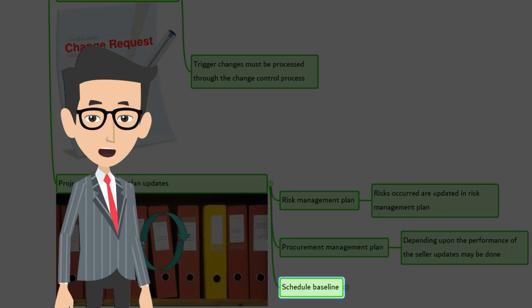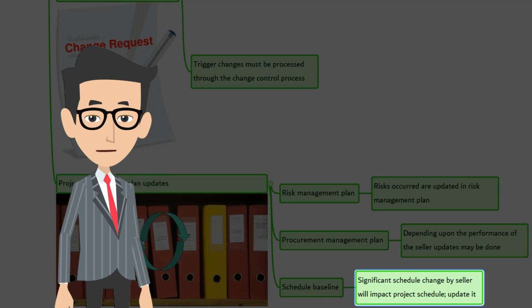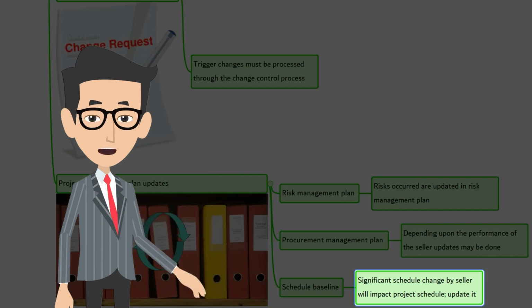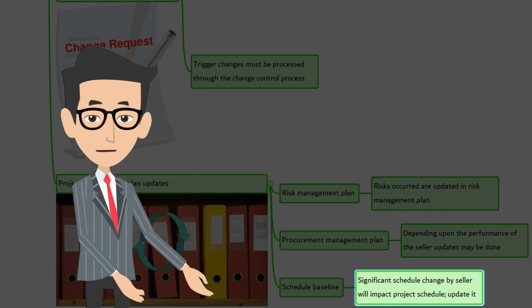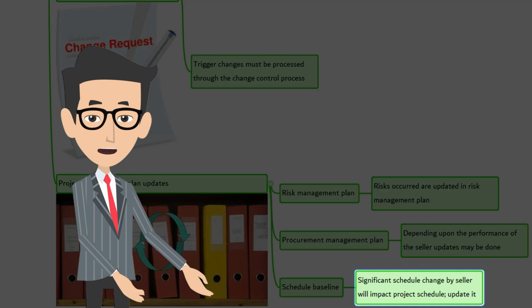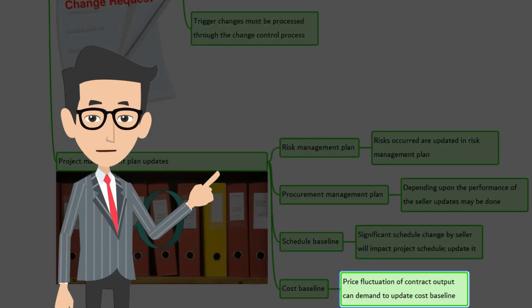Schedule baseline. If there is a significant schedule change created by the seller that impacts overall project schedule performance, then the baseline schedule may need to be updated and approved to reflect the current expectations. The buyer should be aware of any cascading impacts of schedule delay created by a seller that impacts other sellers as well. Cost baseline. Contractor and material prices may fluctuate during the delivery of a project. These changes can occur because of fluctuating material and labor prices due to the external economic environment. This needs to be incorporated into the cost baseline.